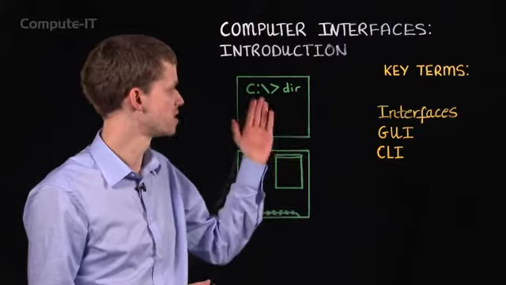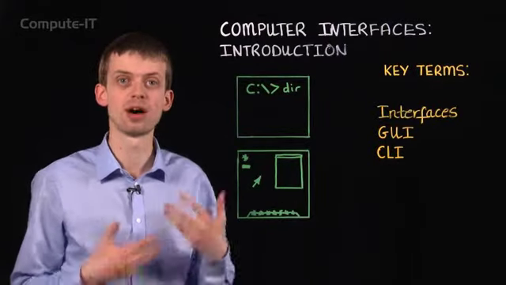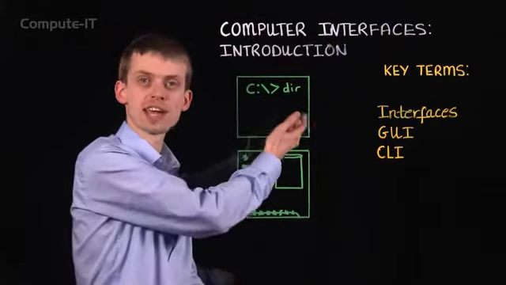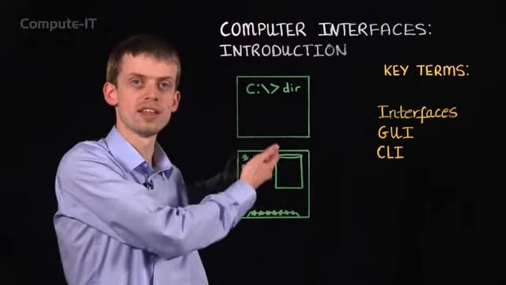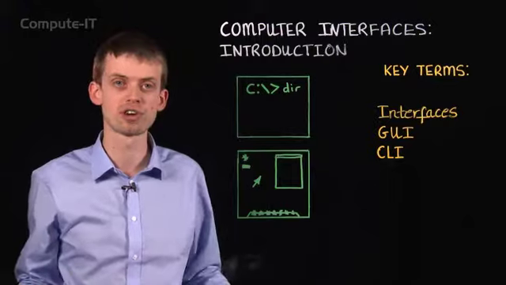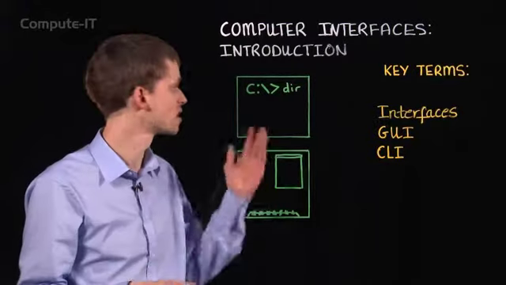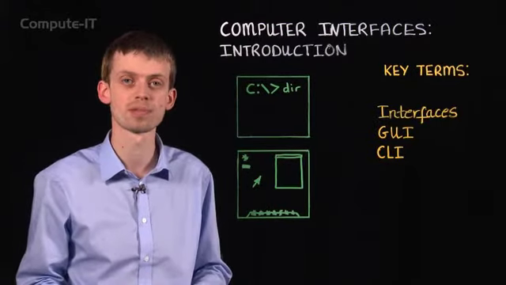With a command line interface, all you have is a command line, or lines of text. So if you want to get the computer to do something on a command line interface, you just type in instructions. You type words in to make it perform tasks.